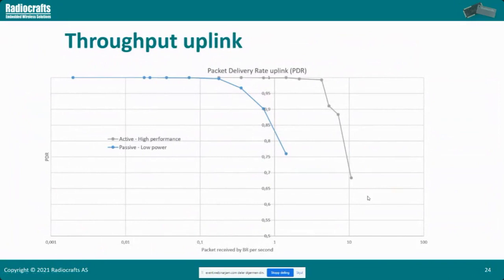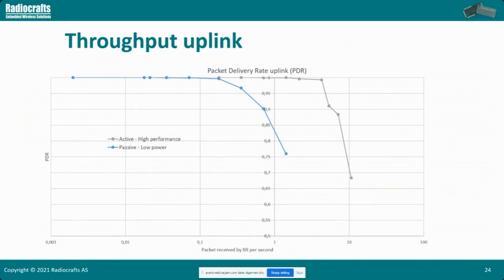That means we sent data from the different nodes, a bit randomized in time. And then we saw how much data can get up through the border router. So in the TISH active mode, where we also used the high performance settings, we can send up to approximately 4 packets per second on average, and still have a packet delivery rate of close to 100%.